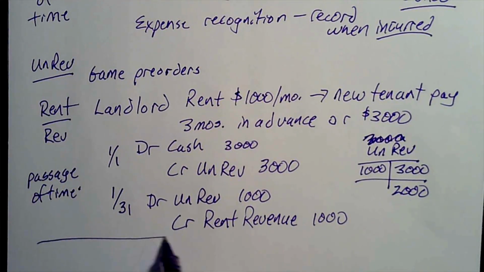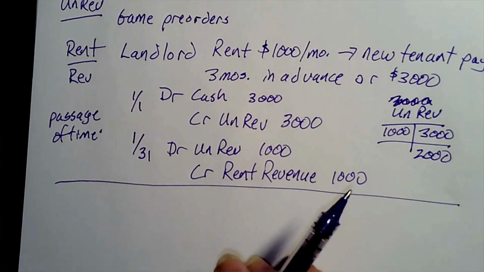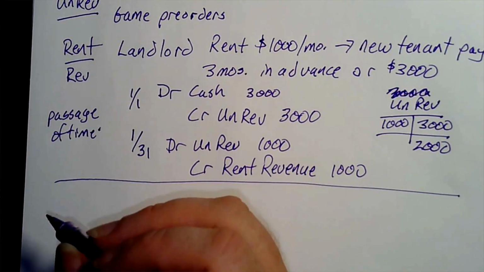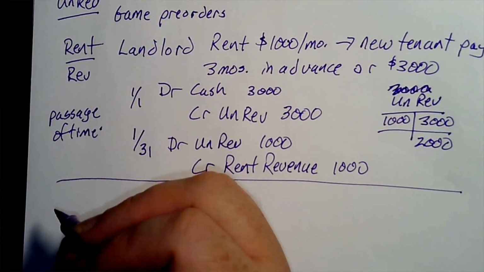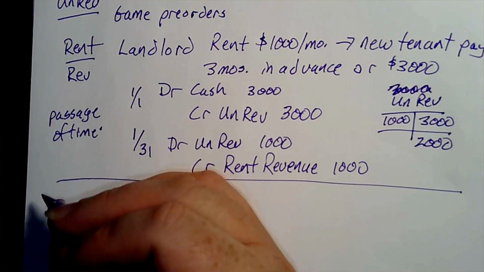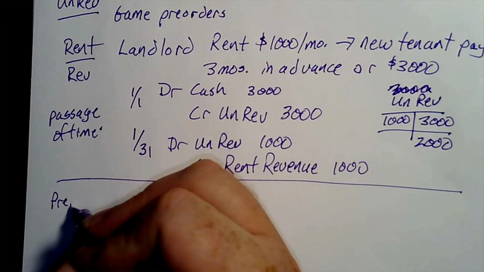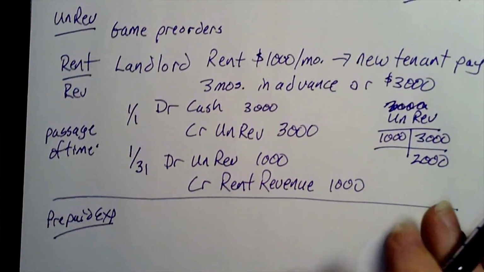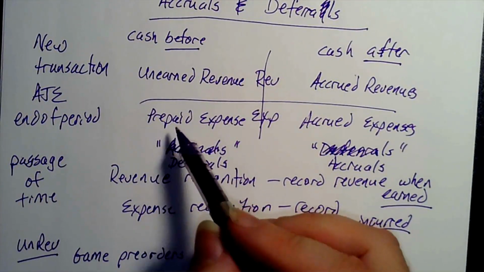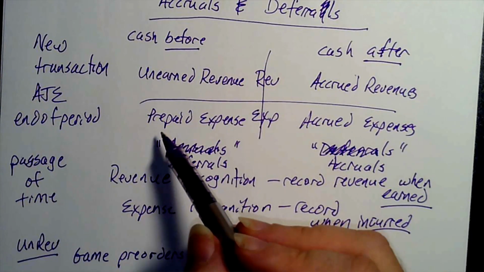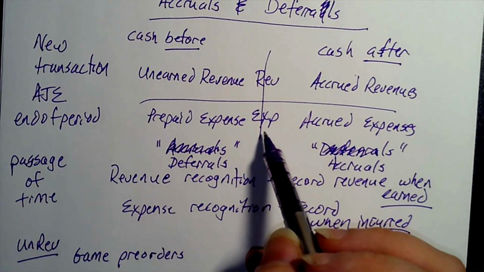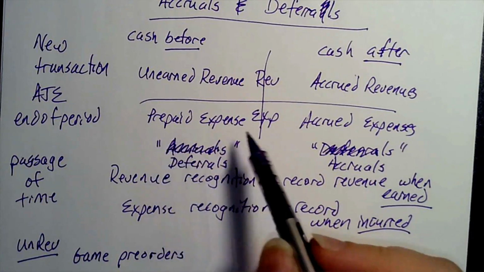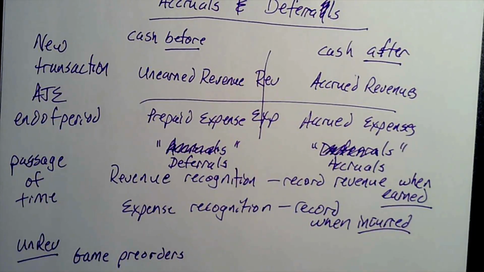Okay, now let's take a look at a number of prepaid expenses. The homework actually has 3 or 4 prepaid expenses. I'm going to try and explain each of them. A prepaid expense is where we pay the cash first, and then later on we record the expense. Pay the cash first, record the expense later.